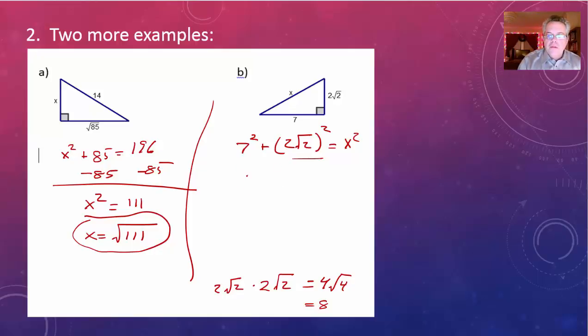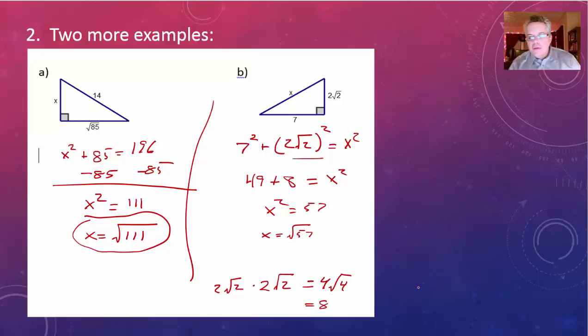So we got 49. That's from 7 squared. Plus 8 is equal to x squared, or x squared equals 57. So x equals square root of 57. So 57 can only be split up into 3 and 19. That's no good because there's no perfect square there. So this one is finished. Okay, we can do this.